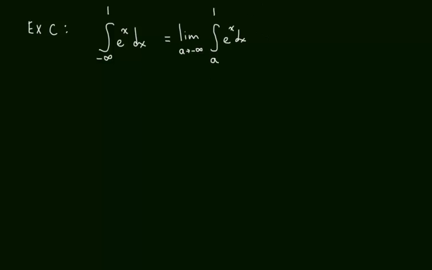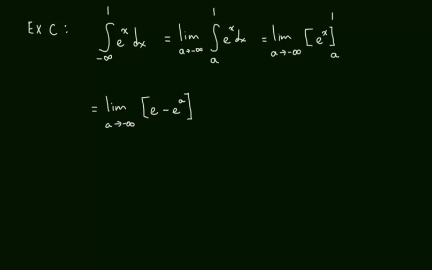So let's go through here. So this is going to be the limit as A approaches negative infinity. Our antiderivative, easy enough, e to the x, and that's going to go from A to 1. So then this equals the limit as A goes to negative infinity. Please carry the limit statement each time so as to avoid errors. And this is going to be e to the 1 minus e to the a.